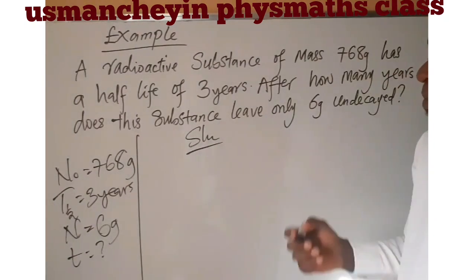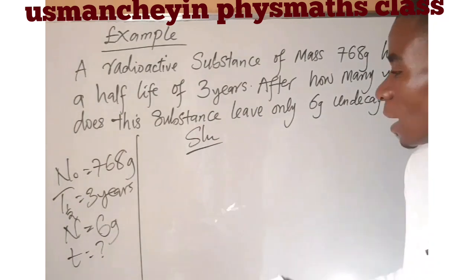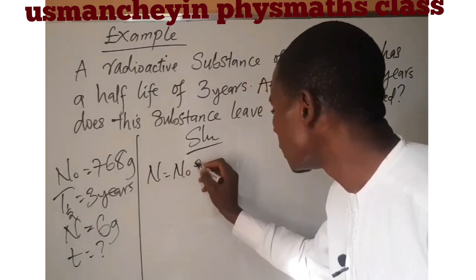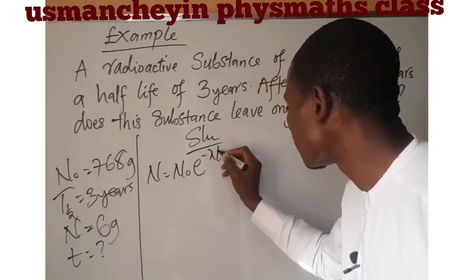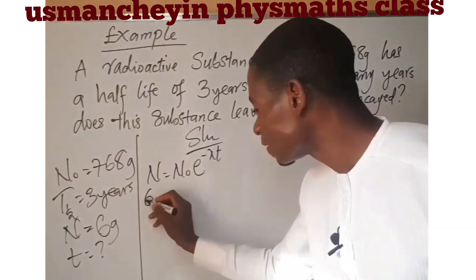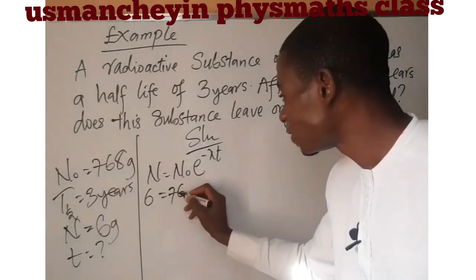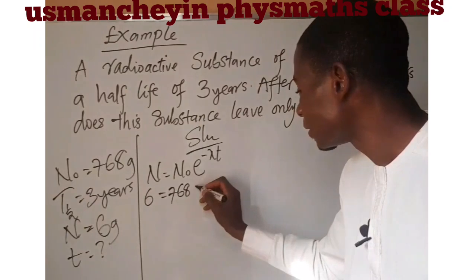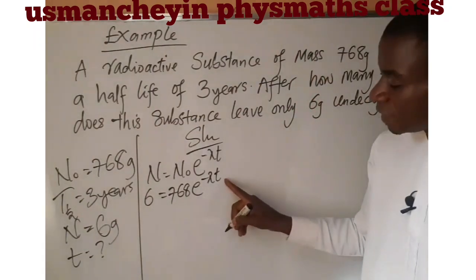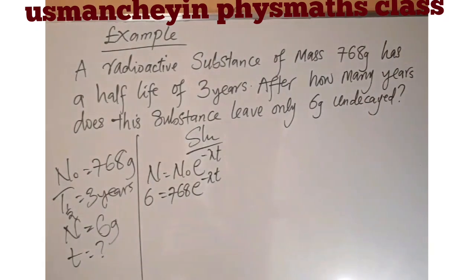So we quickly remember our equation. The equation is N equal to N naught e raised to power negative lambda t. That is our equation. So N is 6, N naught is 768, and e raised to power negative lambda t. Remember that t is not given. t is not the half-life.